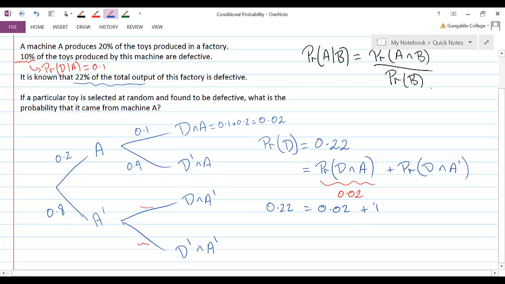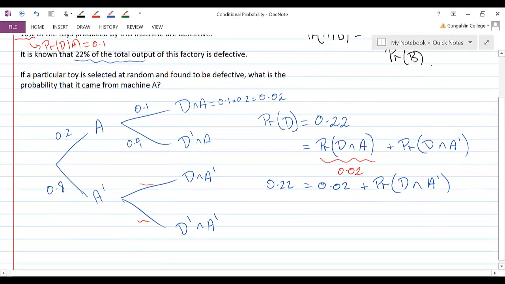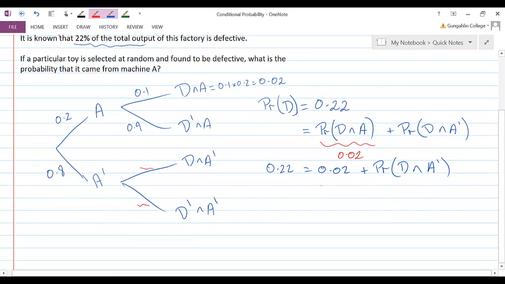The probability of being defective and not being from A we can now work out because this is an equation. What I'm going to do is subtract 0.02 from both sides, and I end up with the probability of being defective and not coming from A is 20%, 0.2. So that's what goes here, and this goes there.